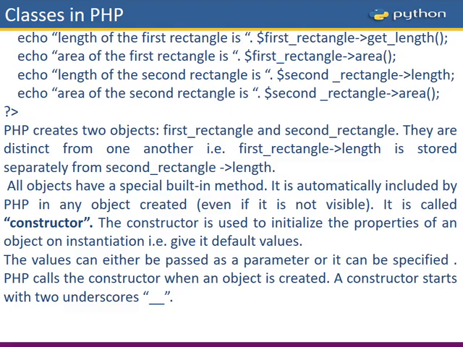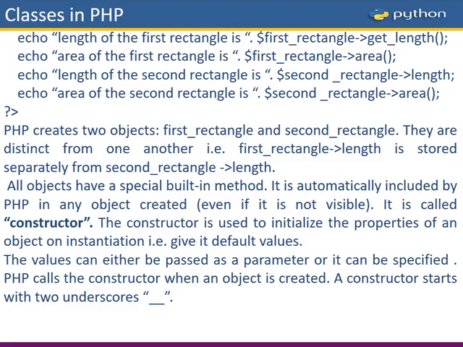PHP creates two objects, the first rectangle and the second rectangle, and they are distinct from one another. That is, the first rectangle's length is stored separately from the second rectangle's length. An object can have a special built-in method that is automatically included by PHP in any object created, and it is called the constructor.